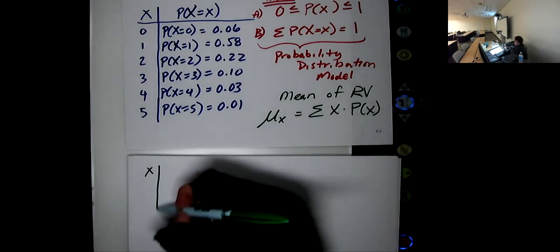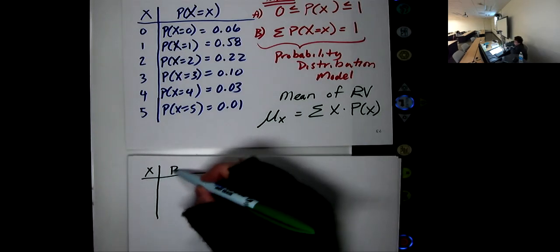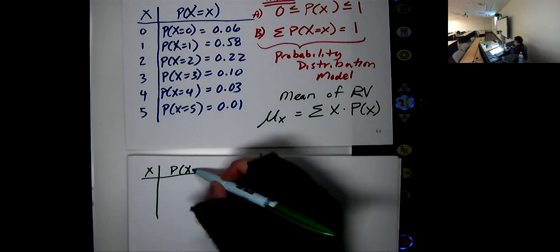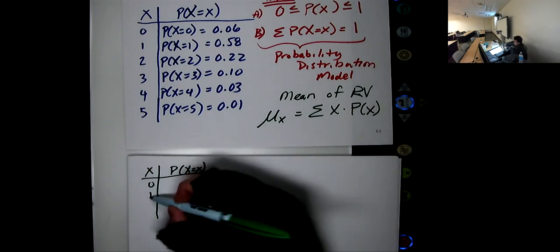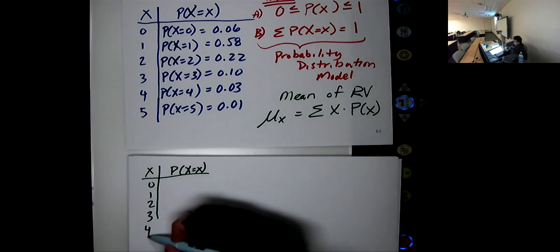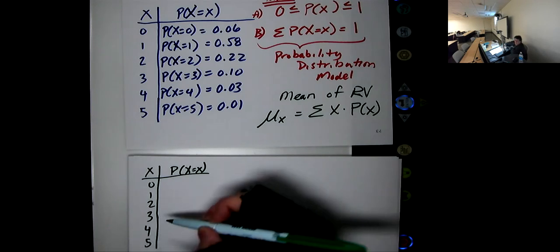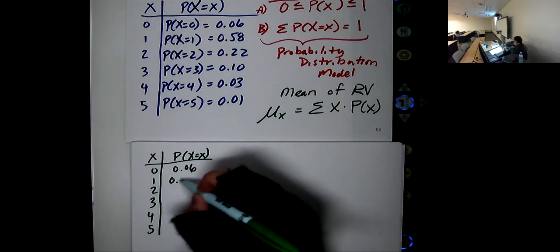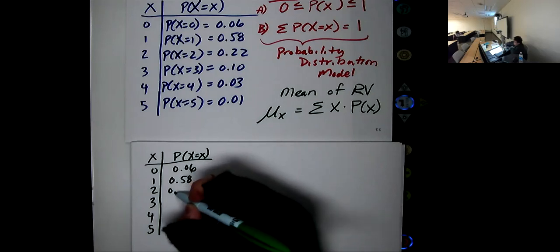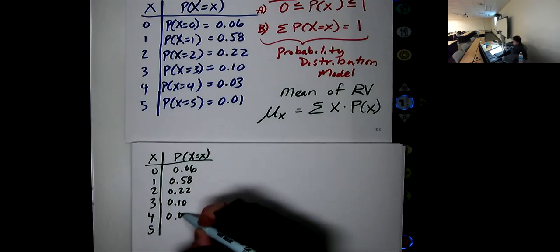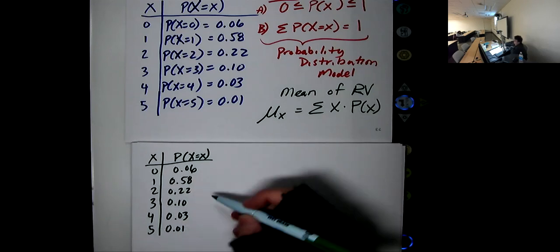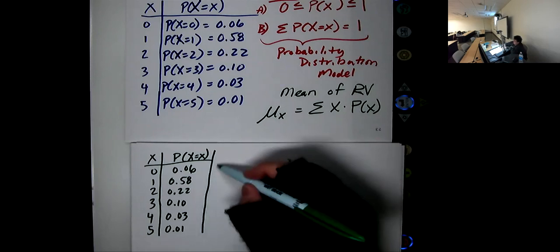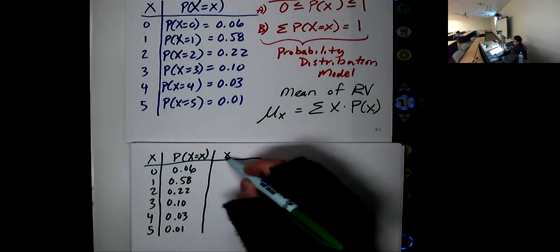So I'm going to relist the X and P of X, and I'm just going to show the values for now, just copying those values down. And I'm going to make a third column, and I'm going to do X times P of X.